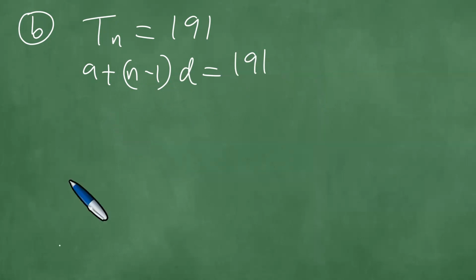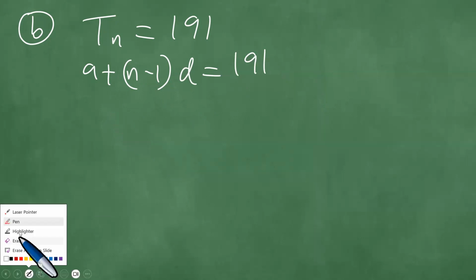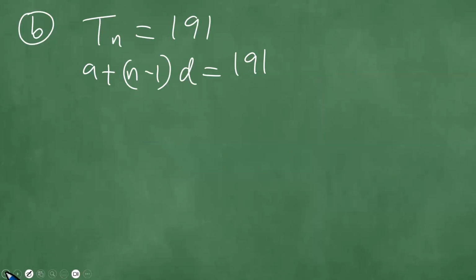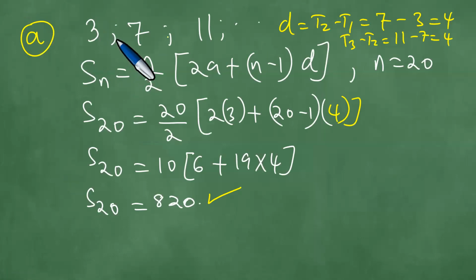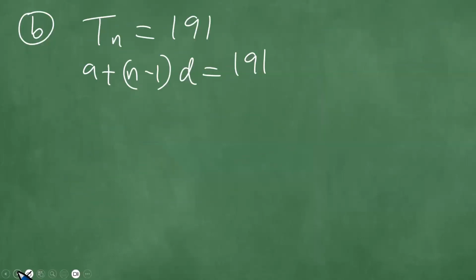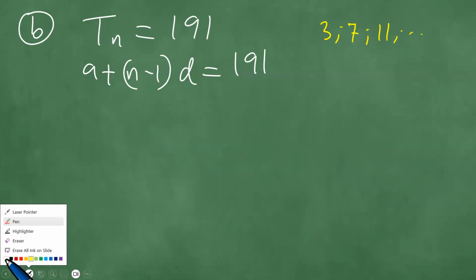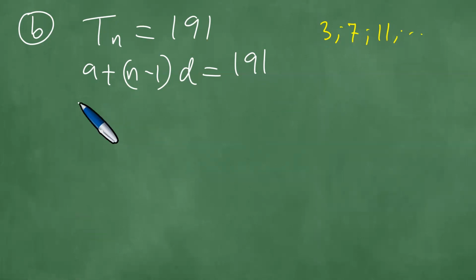Okay, but what is the sequence here? The sequence, what is it? This sequence is 3, 7, 11, like this. The first term is what? 3. It's 3. The common difference we've already got. What did you get it to be? 4. 4.